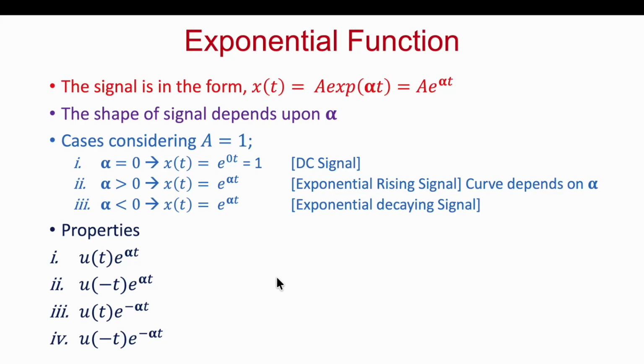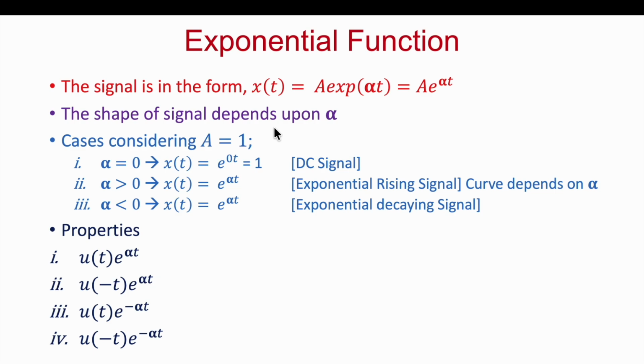In this video, we will discuss the exponential function, which is also a basic signal of signals and systems. Regarding the definition, the signal is in the form x(t) equals A exp(alpha t), or you can also write it as A e raised to the power alpha t. The shape of the signal is always dependent on the value of alpha. So it is a continuous signal.